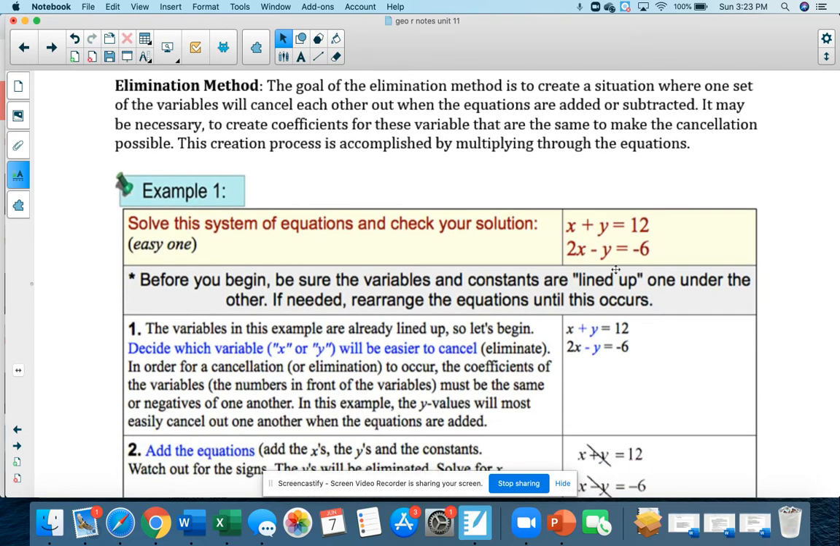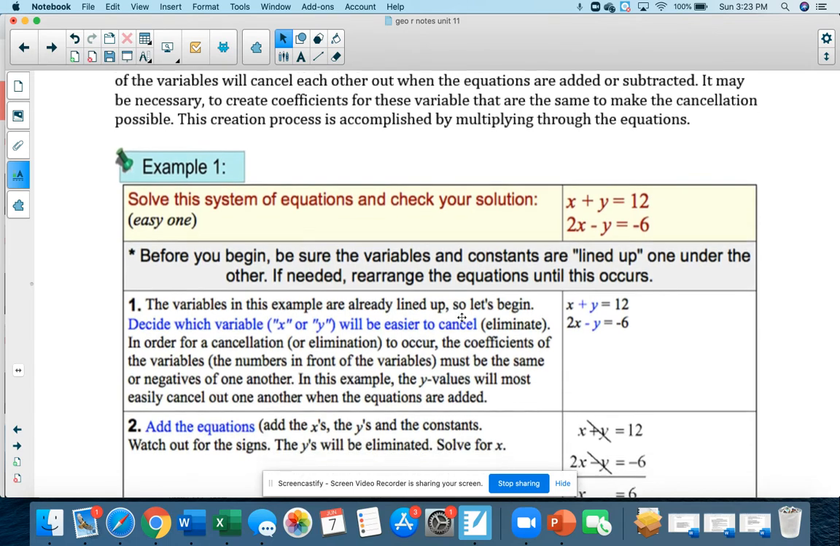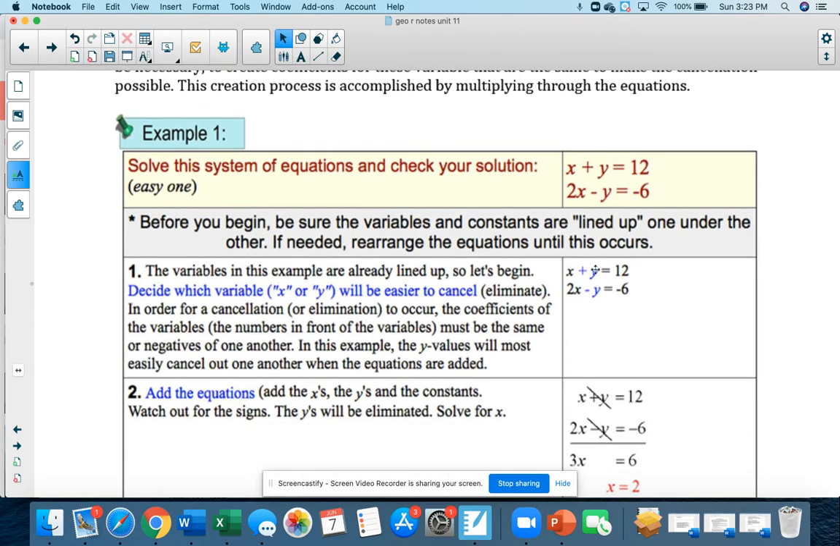The first thing that you have to do is make sure the x's are lined up underneath each other, the y's are lined up, and then just those numbers are lined up. So before you begin, be sure the variables and constants are lined up one under the other. If you need to, you would rearrange. So now that they're lined up underneath each other, you want either the x's or the y's to cancel out. The only way that's going to happen is if the coefficients are the same.